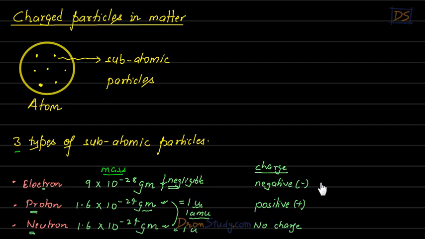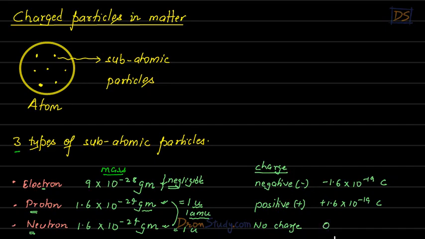The negative charge on this electron is minus 1.6 into 10 to the power minus 19 coulomb. Coulomb is the unit of charge, students. You must be knowing by now. So negative charge on an electron is minus 1.6 into 10 to the minus 19 coulomb. Positive charge on a proton is plus 1.6 into 10 to the minus 19 coulomb. And obviously there is no charge on neutron, students.